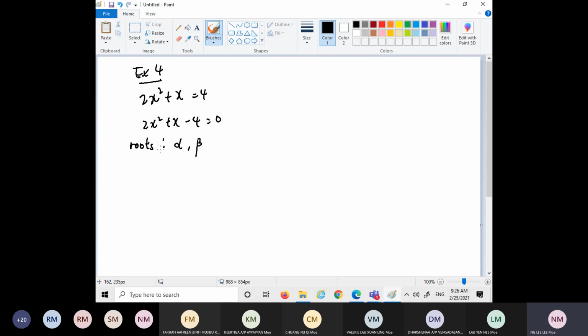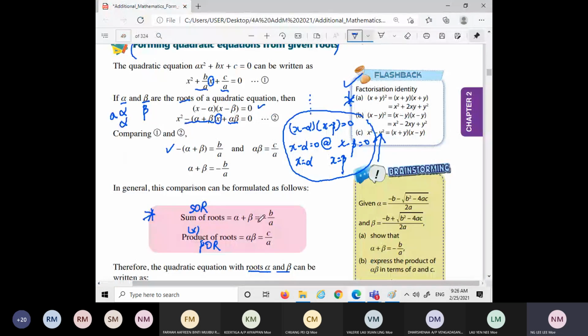For this kind of question, don't care what you're going to do, the first step is find SOR, find POR. So we start with SOR, the sum. So alpha plus beta. Go back to the textbook. Alpha plus beta is what? Alpha plus beta is negative b over a.